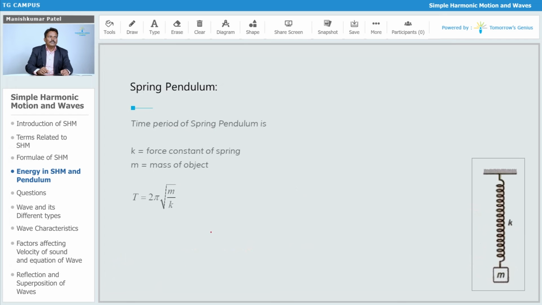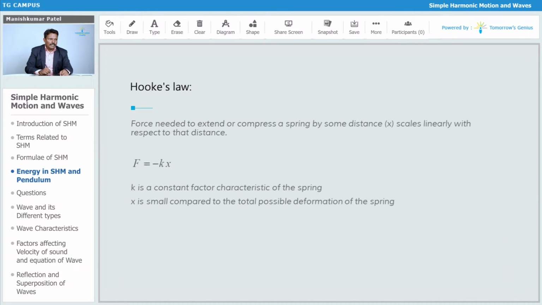So in case of a spring pendulum, the time period, we know that k is nothing but the force constant, m is the mass of the object, so T is equal to 2π square root of m upon k. And this spring, obviously the object of mass m just does to-and-fro motion, so its time period T is based on the force constant of the spring. If I change the spring, the time period also gets changed, and again it depends on the mass of that object which is performing the SHM over here.